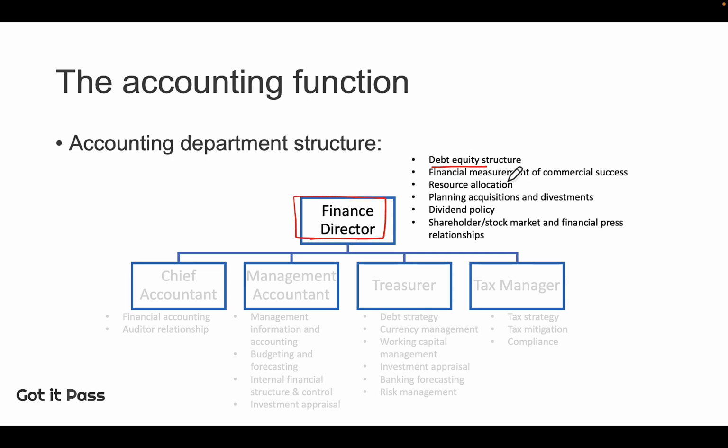And next, financial measurement of commercial success. In order to determine whether the business is financially sound or successful, financial measurement is one of the key elements. The finance director is responsible for preparing the financial reports to the board of management and other stakeholders relevant to the financial performance.